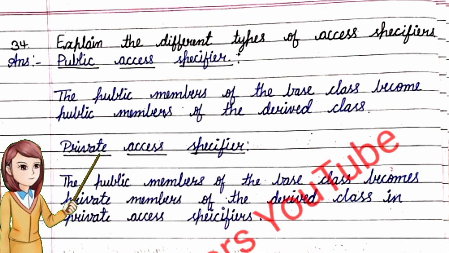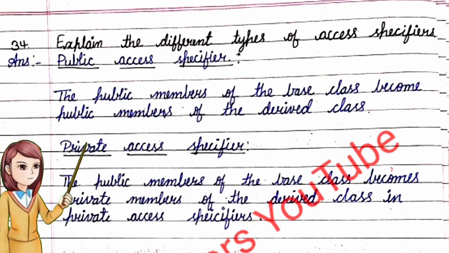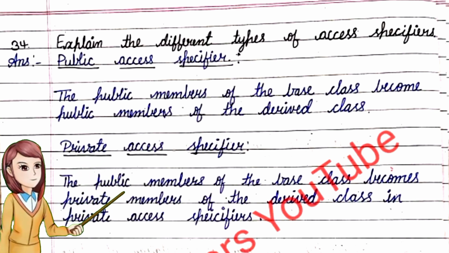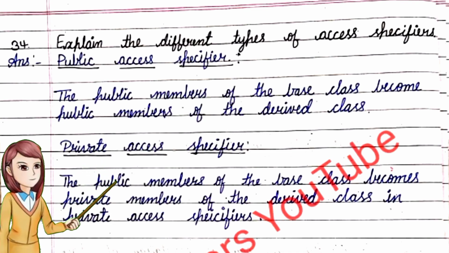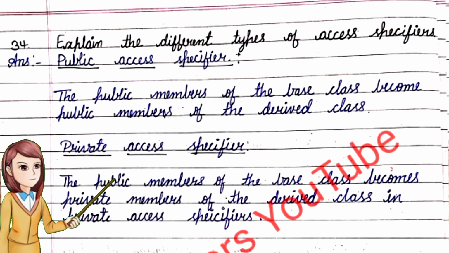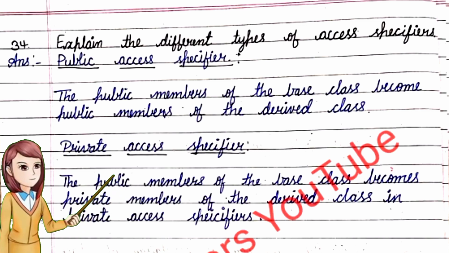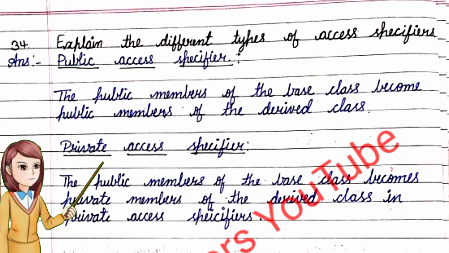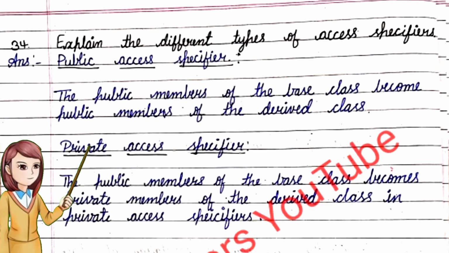Now, 34th question. Explain the different types of access specifiers. The different types of access specifiers are public access specifier, private access specifier, and protected access specifier. In public access specifier, the members of the base class become public members of the derived class. In private access specifier, the members of the base class become private members of the derived class.